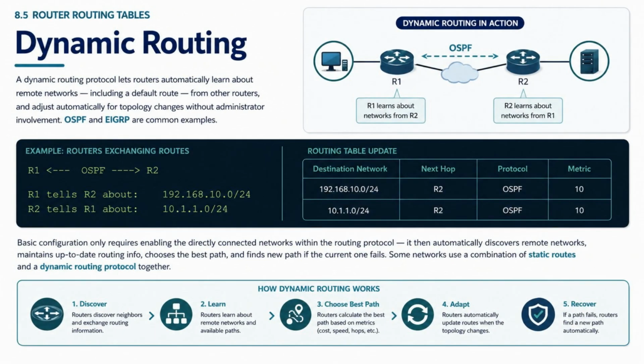Dynamic routing protocols like OSPF or EIGRP let routers automatically learn about remote networks, including default routes from each other, adjusting on their own when topology changes. Example on screen: R1 and R2 exchange OSPF updates, each telling the other about its own connected network. Configuration is minimal. Just enable the protocol on directly connected networks, and it handles discovery, path selection, and failover automatically. Some networks blend static and dynamic routing together.